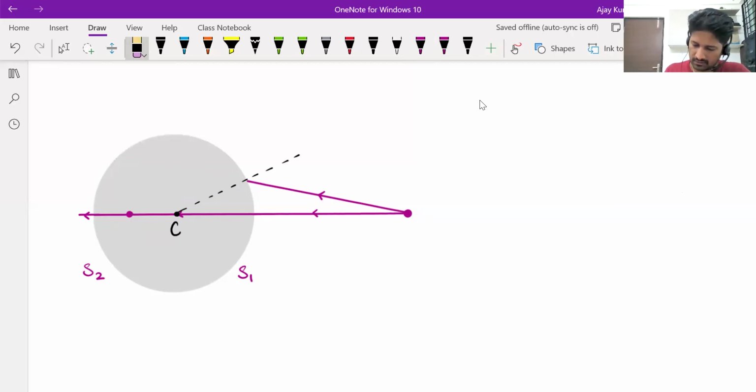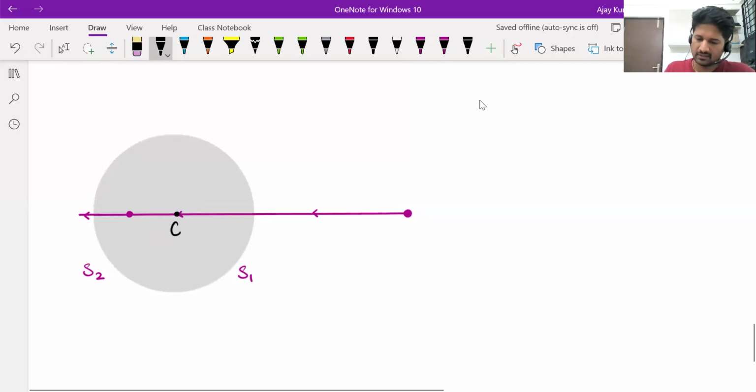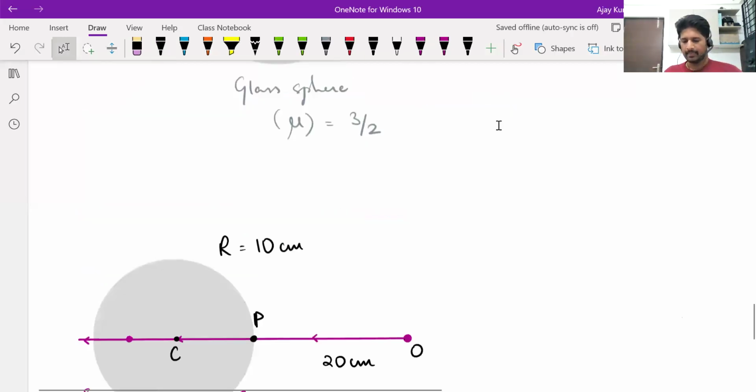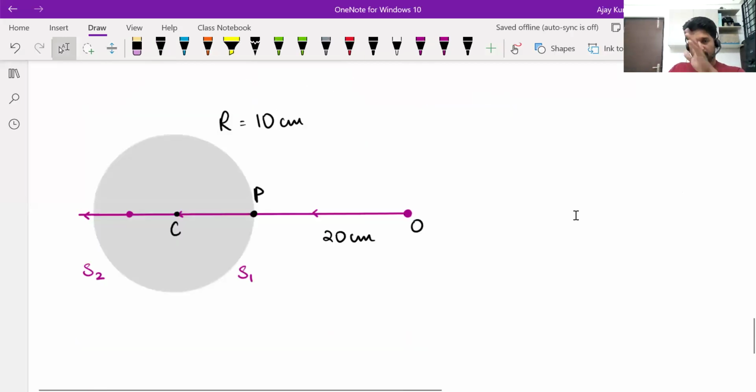Consider the distances given to you. Visualization we have done, but it didn't really help us. There are many possibilities actually. Okay, radius of curvature is given 10 centimeters. So that's the distance from here to here. This is the pole for the first refraction. And from pole to object, the distance is given as 20 centimeters. 20 only, no? Yeah. So we have to apply the spherical surface refraction formula at that first surface.